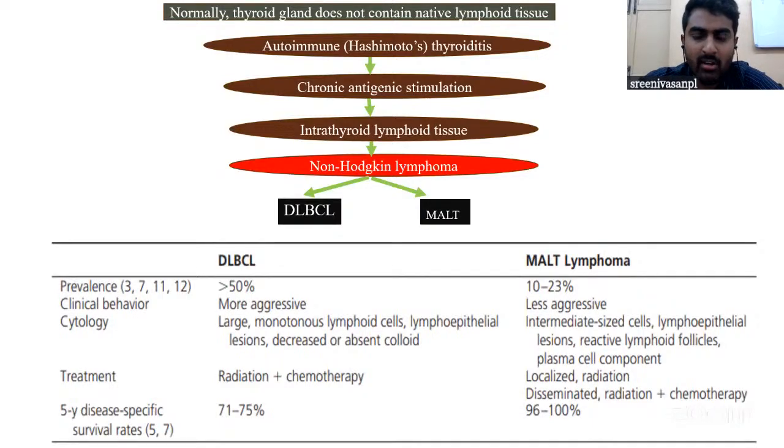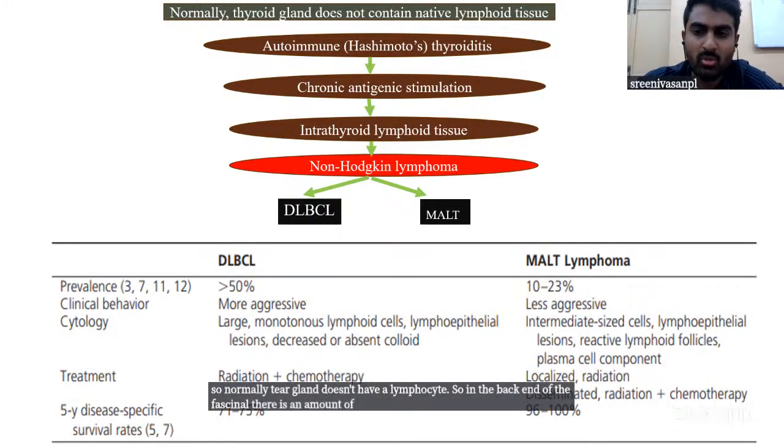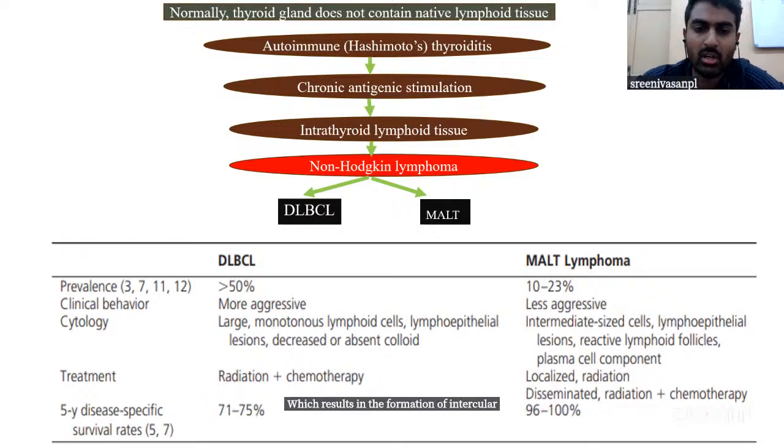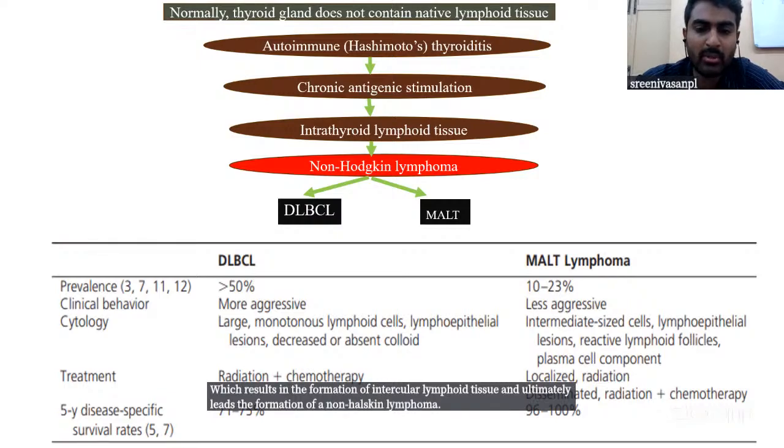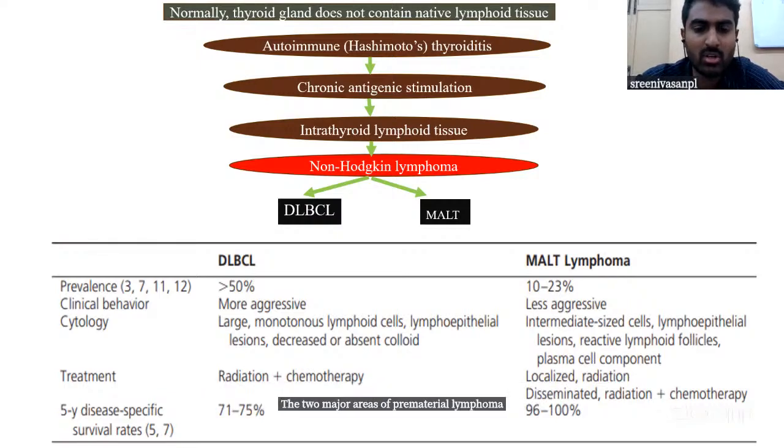Normally the thyroid gland doesn't have lymphocytes. So in the background of Hashimoto's thyroiditis, there is chronic antigenic stimulation, which results in the formation of intrathyroid lymphoid tissue and ultimately leads to the formation of a non-Hodgkin lymphoma. The two major varieties of primary thyroid lymphoma include diffuse large B-cell lymphoma and MALT lymphoma.